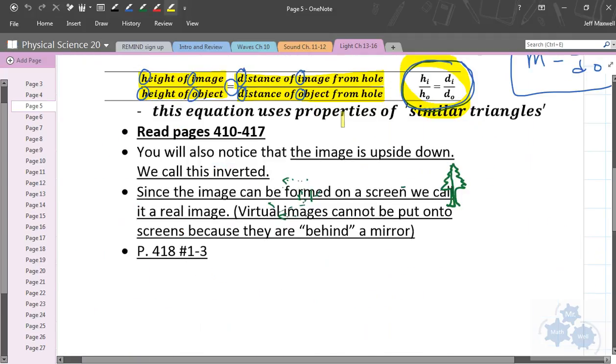So to conclude these notes for this little lesson on the pinhole camera, I do want you to read page 410 to 417. That kind of gives you the full story of the notes that I've given you. But I also want you to notice from the video and from our talking that the image is always upside down in the camera, and the term we use for upside down is inverted. Okay? Inverted. If an image is upside down, it's inverted.